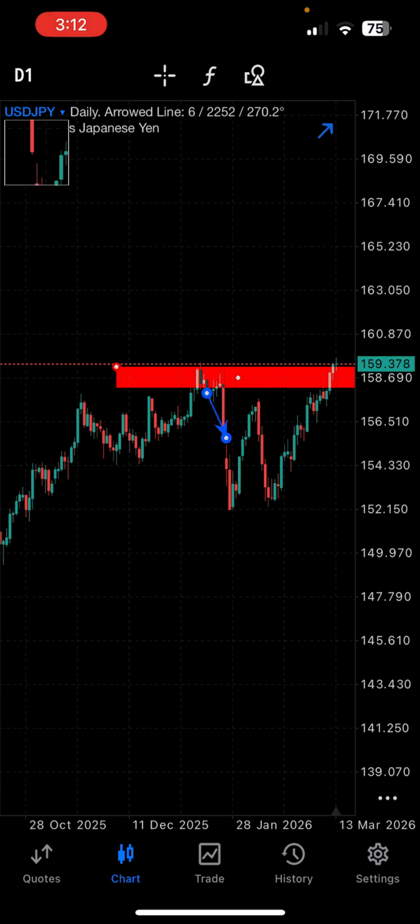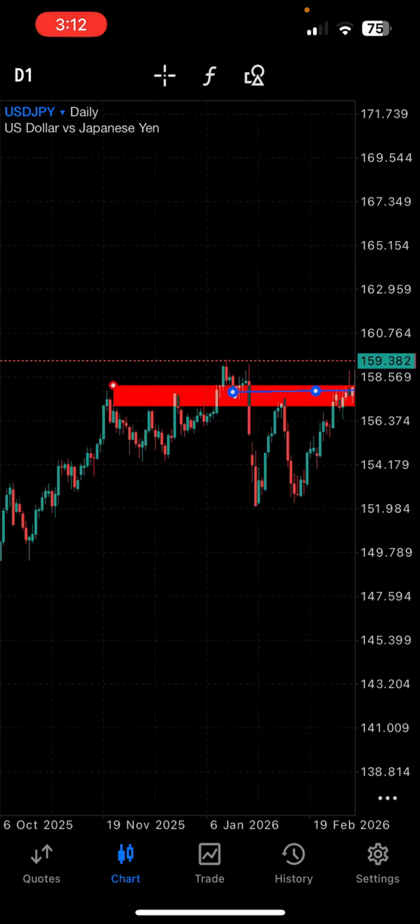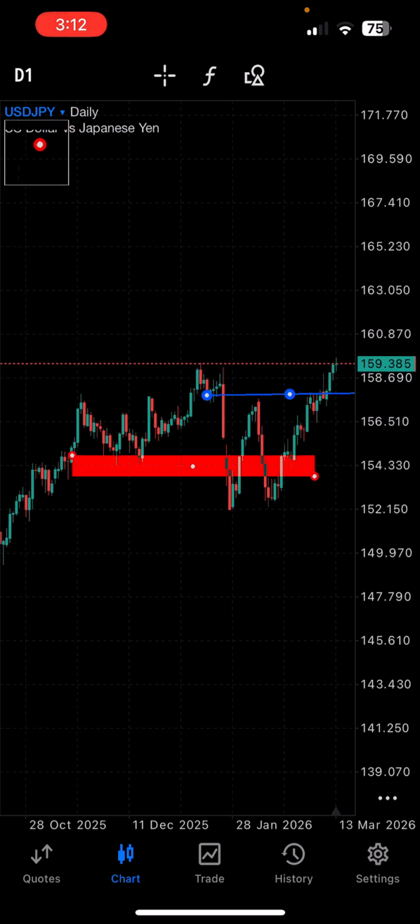Though it has just formed a W pattern here. So in the W pattern also, we look for buys. If you see a W pattern, this is what we term as a neckline. Where you see this W, this is a W pattern.